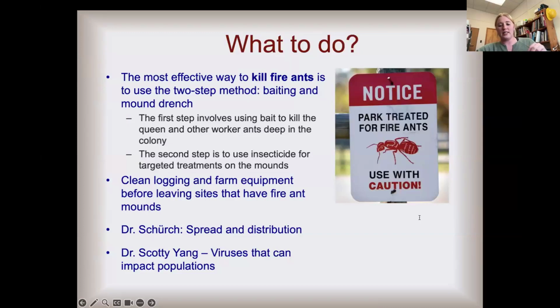Now, the second step is to use insecticide for targeting treatments on the mound. So this is with dust products. No water is needed, and this acts pretty fast. There are also liquid drenches. The liquid drenches basically eliminate the mounds within a few hours, and this leaves little surface residue after the application.